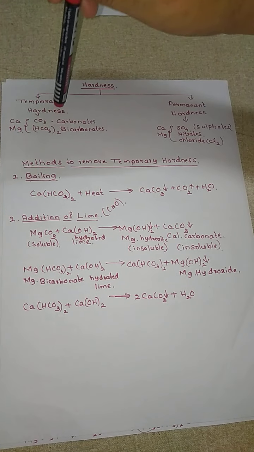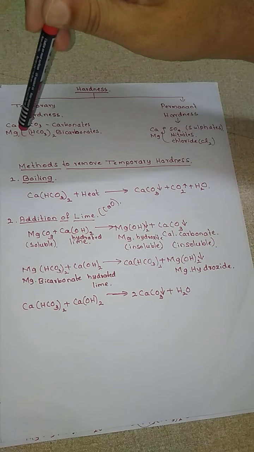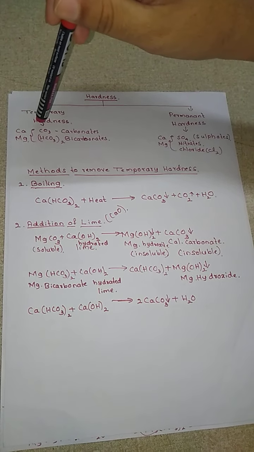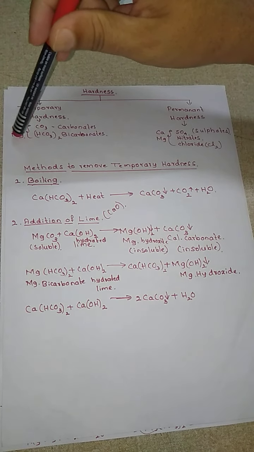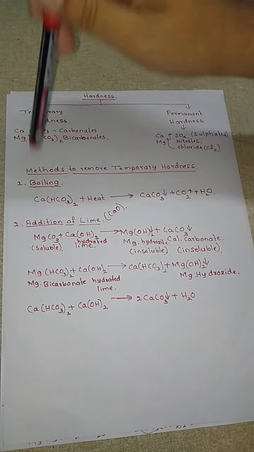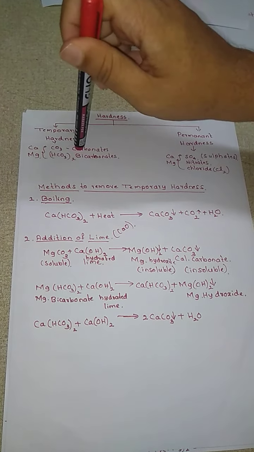Now here in the temporary hardness removal process, in the addition of lime process, we are going to concentrate on removing the hardness caused due to magnesium carbonate and magnesium bicarbonate. So we are going to remove the hardness caused due to magnesium carbonate and bicarbonate.